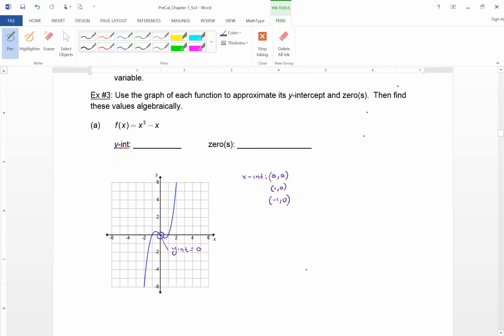Now, if we want to confirm algebraically, which you're going to have to do, we'll do this. For the y-intercept, we want to find f of 0. For f of 0, you plug in 0 into each of your x's here. So it's 0 minus 0. Sure enough, f of 0 is equal to 0.